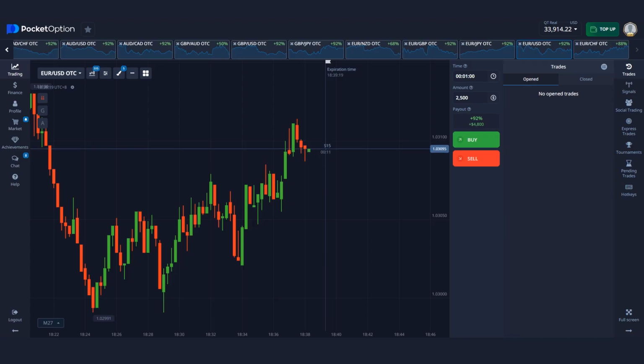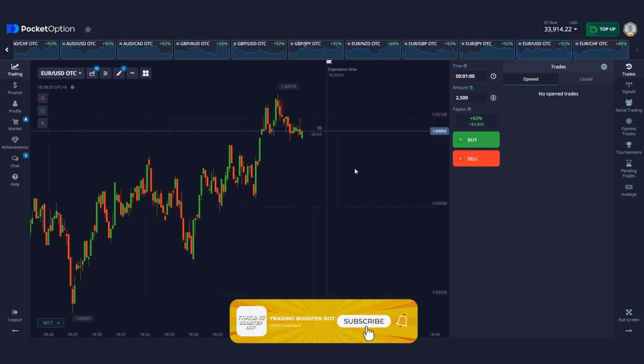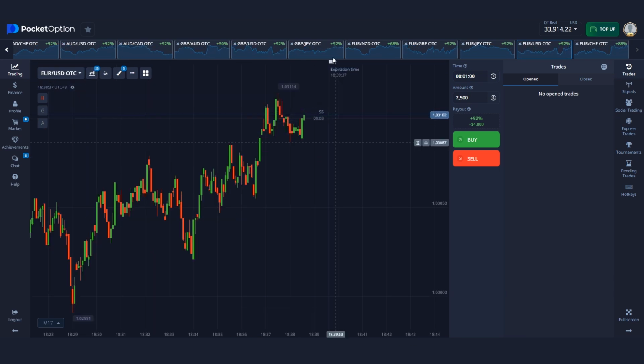The first thing you need to do is choose a currency pair and set up the platform accordingly. What do I recommend doing first? Choose 1 minute for the trade and set the candle to 5 seconds. If you trade on the OTC market with 5-second candles, those will be the best entry points.